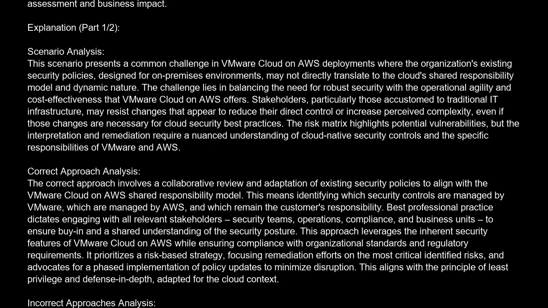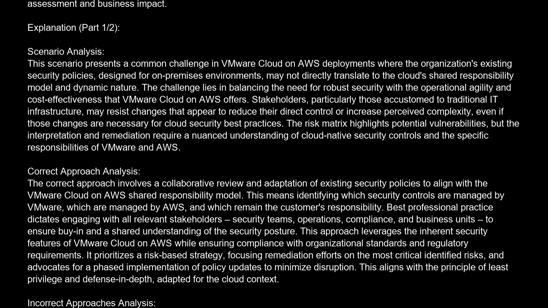The correct answer is C. Conduct a joint workshop with security, operations, and compliance teams to map existing policies to the shared responsibility model, identify necessary adaptations for VMware Cloud on AWS, and prioritize remediation based on risk assessment and business impact.